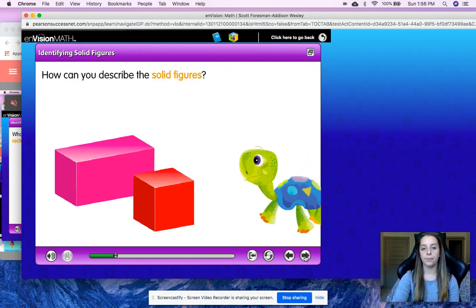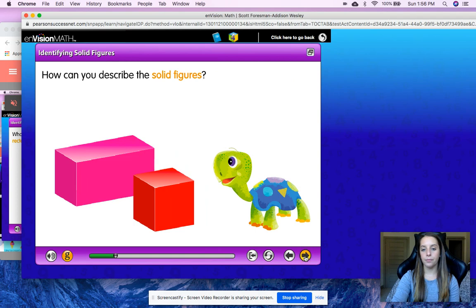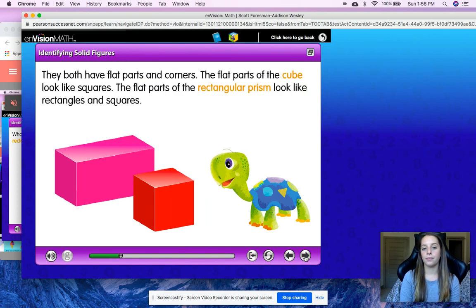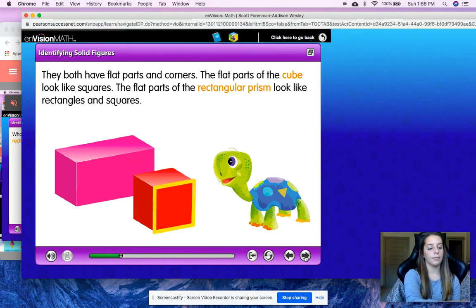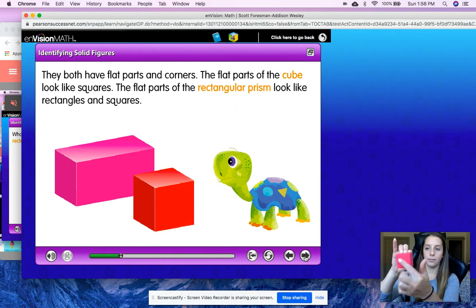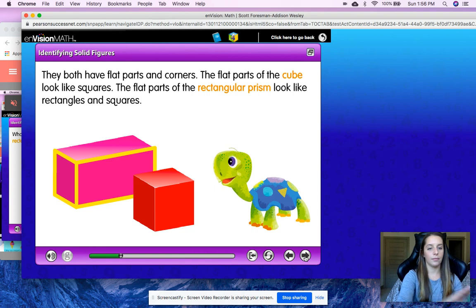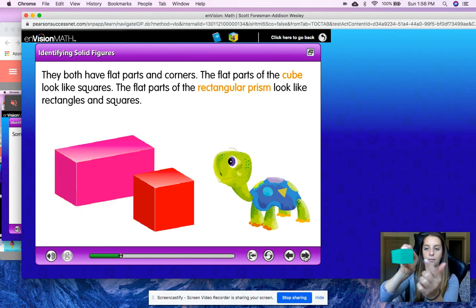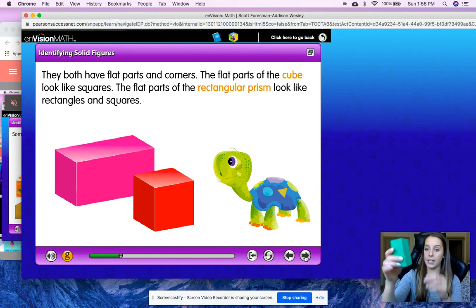How can you describe the solid figures? They both have flat parts and corners. The flat parts of the cube look like squares. The flat parts of the rectangular prism look like rectangles and squares. So with solid figures, they're 3D, meaning I can flip and turn them in all different directions and show you exactly what it looks like.